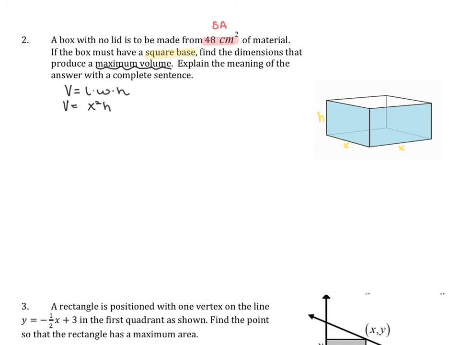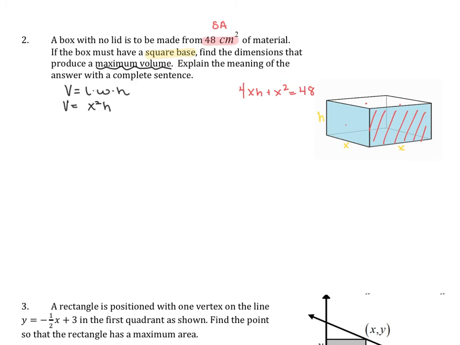Okay, so I have 4 rectangles around all the sides. So 1, 2, 3, 4. 4 rectangles around the side that are all xh. So there's 4 of those. Do you agree with that? And then I have the final piece, an x squared. Okay, so this is equal to 48, or the surface area.